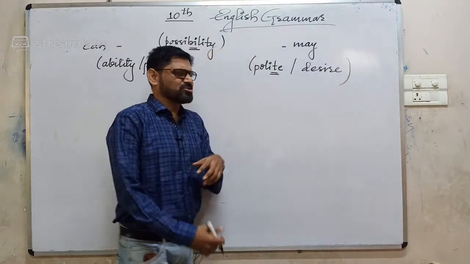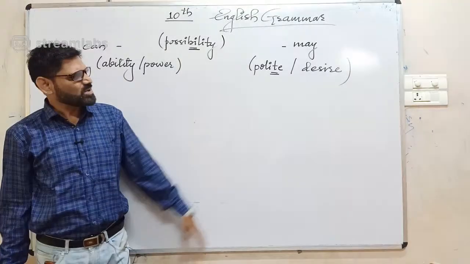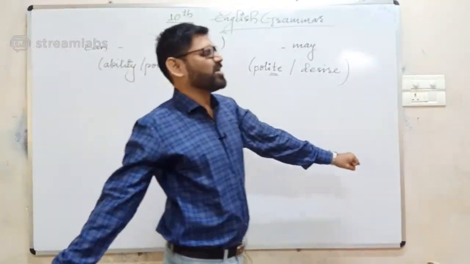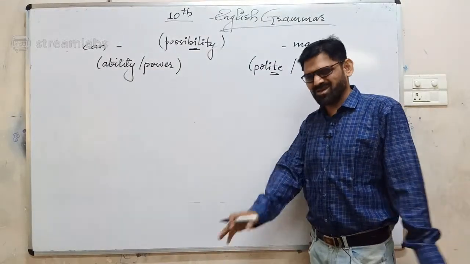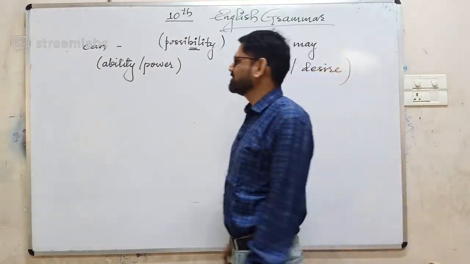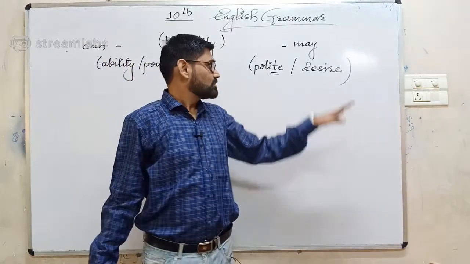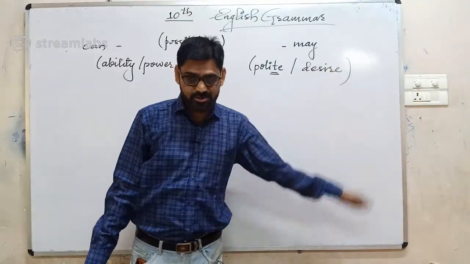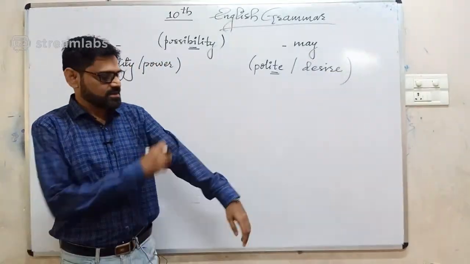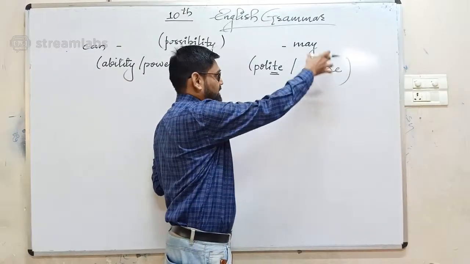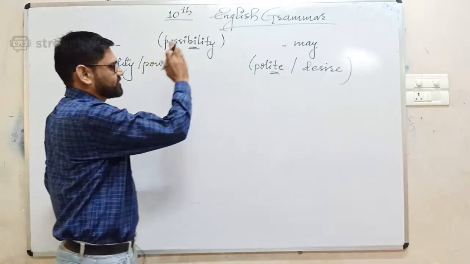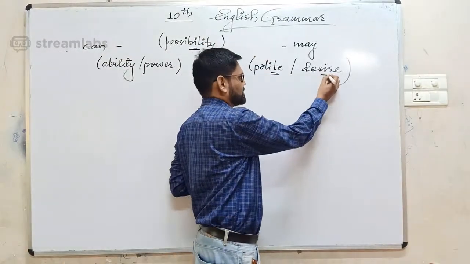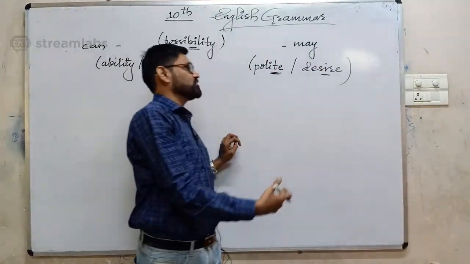When something depends on our wish, we say may. I may go, I may not, maybe, may not be, maybe. We don't say can be. This time it's desire. The case of wish, it is desire. That time the word may is used. This is the difference. When something depends on desire or we are seeking permission, may should be used.